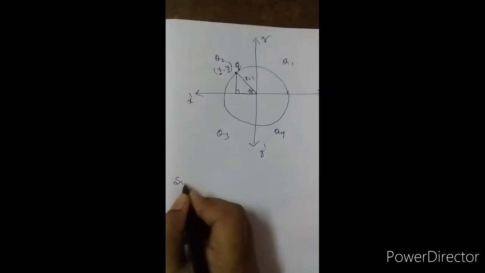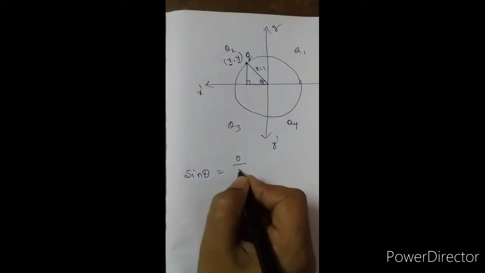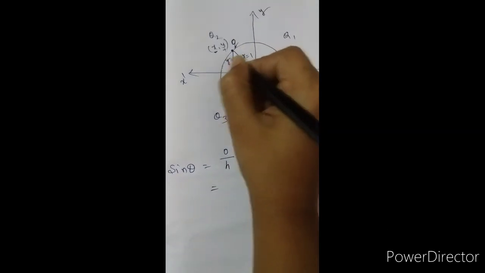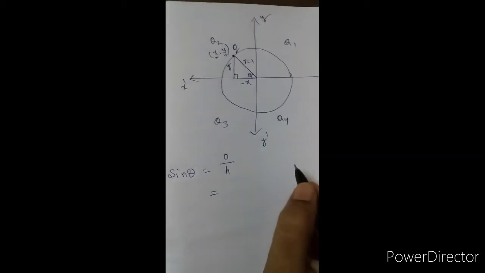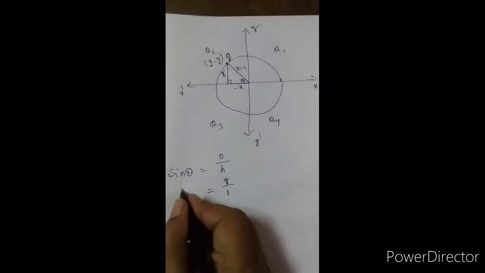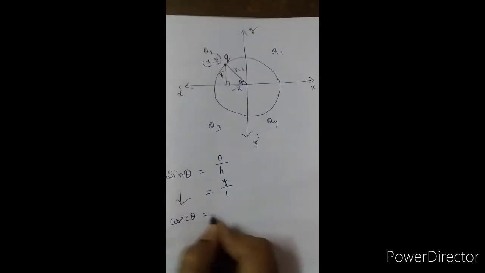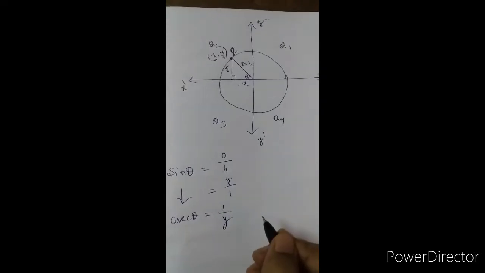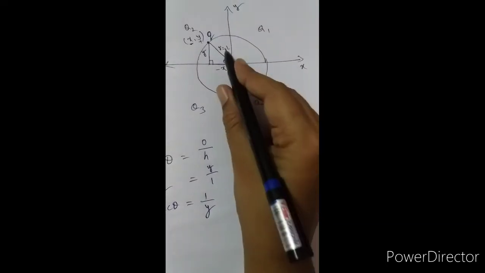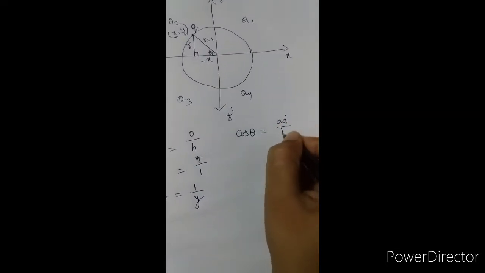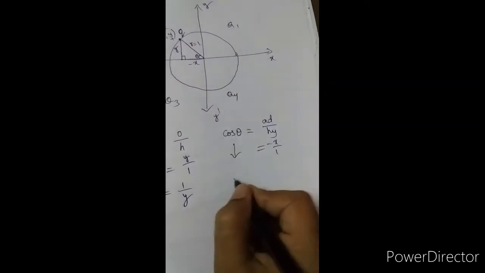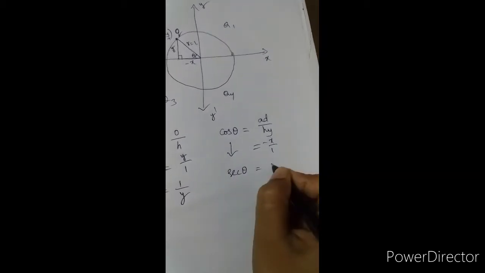Same, sine theta is equal to opposite side by hypotenuse. What is the opposite side here? This value will be y and this value will be minus x. So opposite side by hypotenuse, y by 1. And its reciprocal is cosec theta, that will be 1 by y. Next, cos theta is equal to adjacent side by hypotenuse. Adjacent side is minus x by 1 and its reciprocal secant will be minus 1 by x.